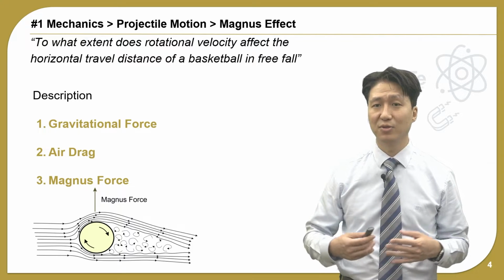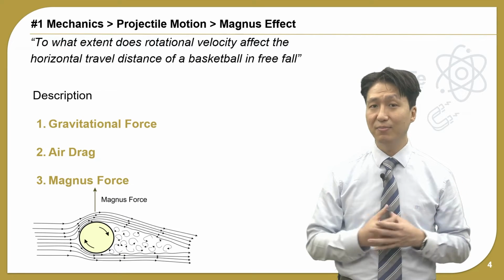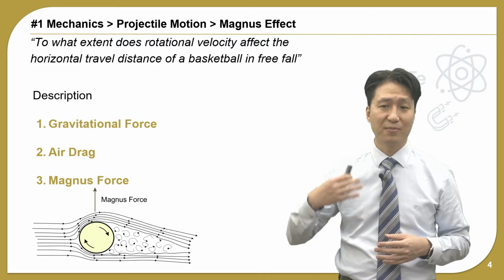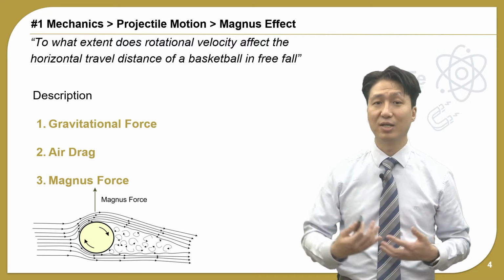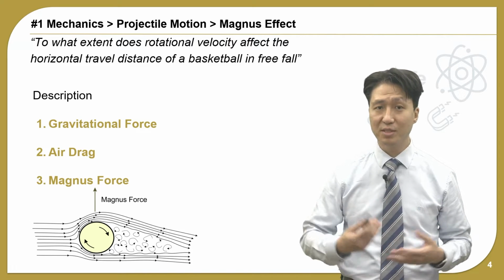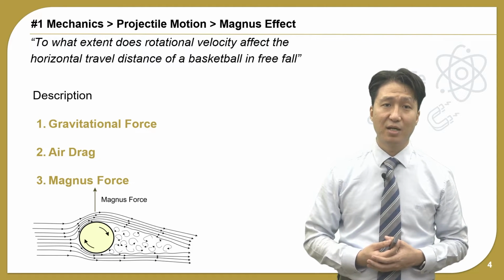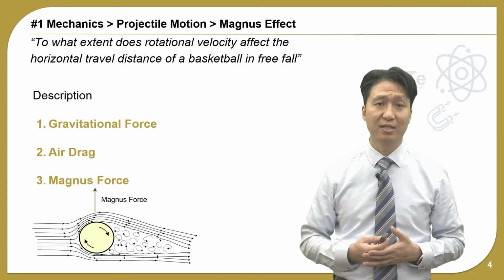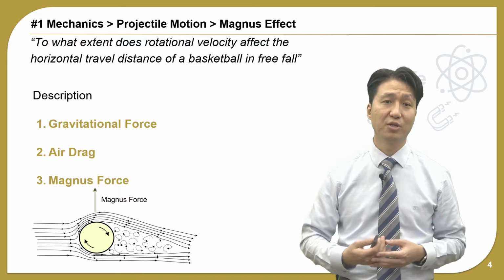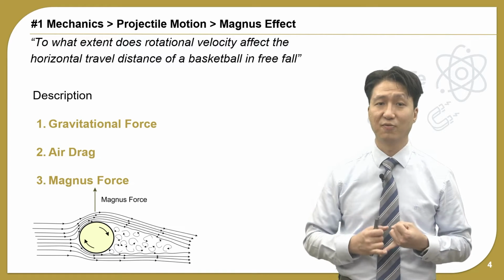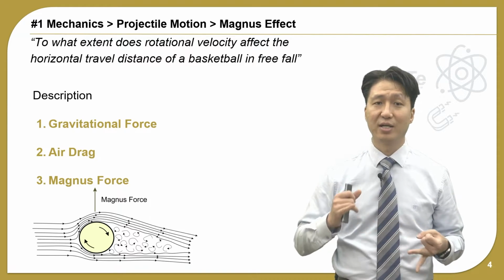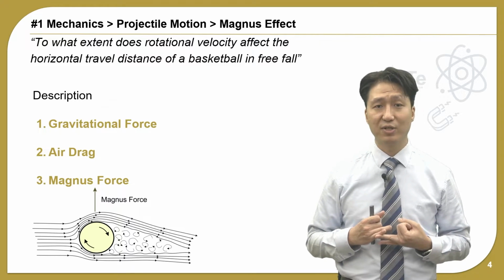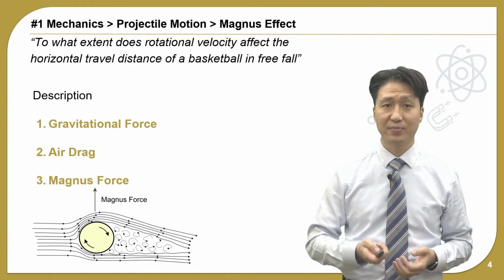In fact, if you use a cylinder of paper, the cylinder of paper will experience the Magnus effect to a greater degree and will be deflected a lot more. Now, with that in mind, in order to understand what the Magnus effect is and how it affects the projectile motion, first of all, you have to apply gravitational forces, you have to apply air drag, and you have to calculate the Magnus force, right?